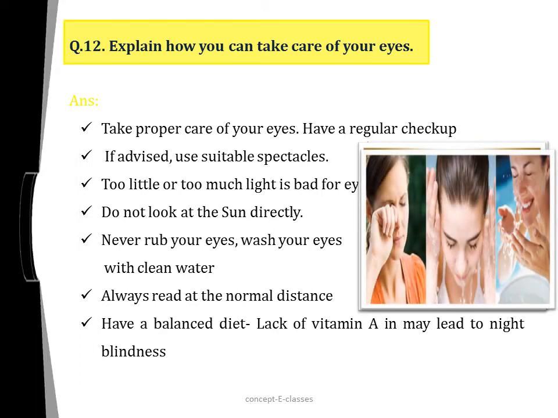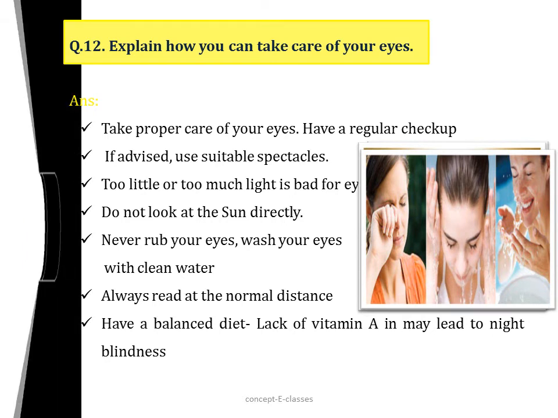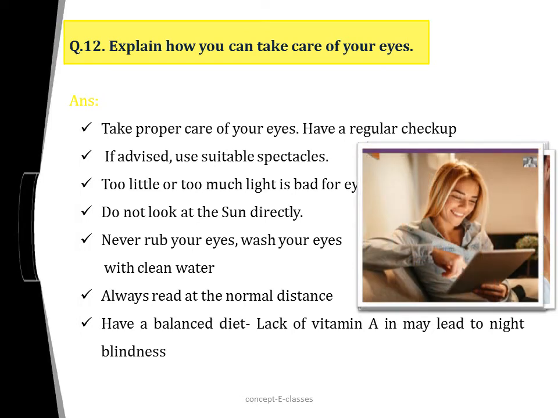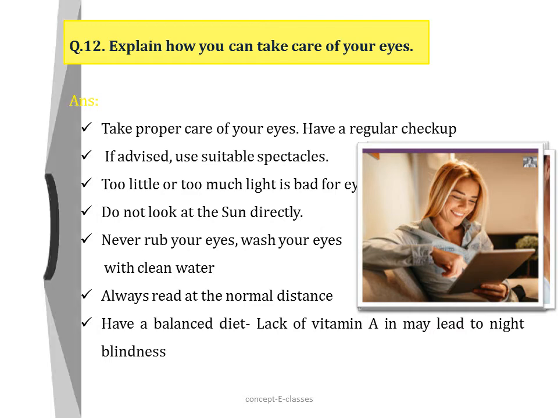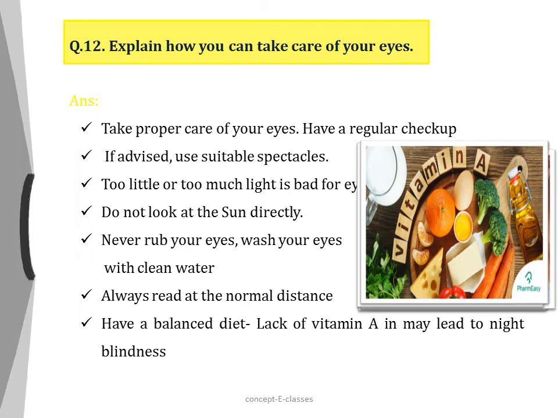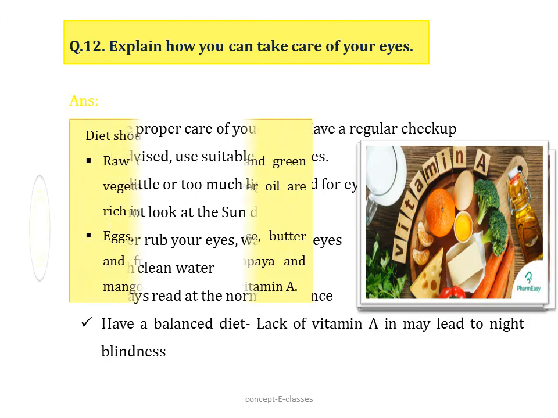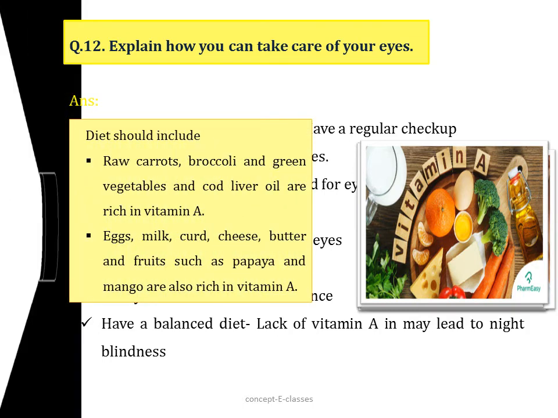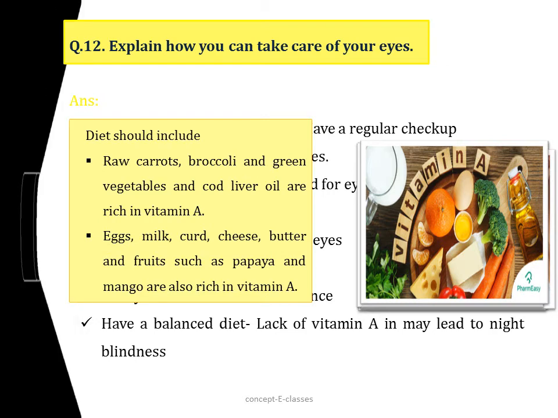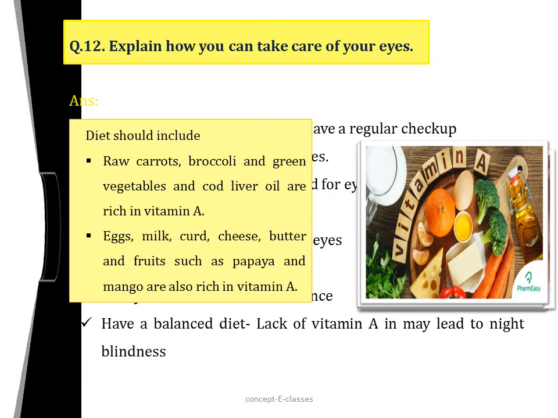Never rub your eyes. If particles of dust go into your eyes, wash your eyes with clean water, and if there is no improvement, go to the doctor. Always read at a normal distance for vision. Do not read by bringing the book too close to your eyes or keeping it too far. And have a balanced diet, that is, a diet filled with vitamin A. Lack of vitamin A may lead to night blindness. Hence, the diet should include raw carrots, broccoli, green vegetables and cod liver oil, which are all rich in vitamin A, even eggs, milk, curd, cheese, butter and fruits.